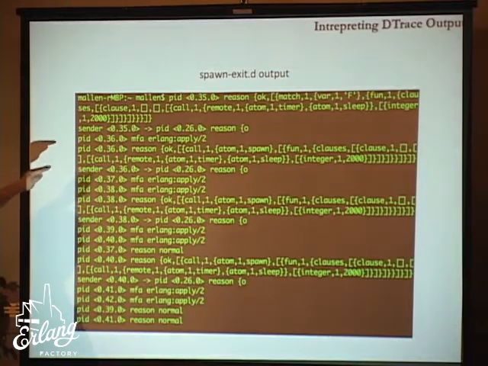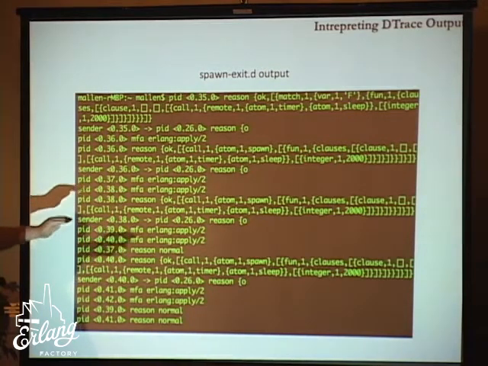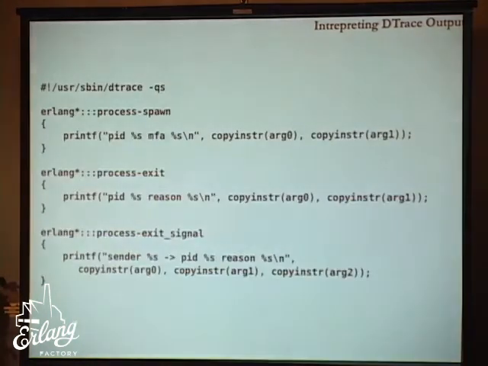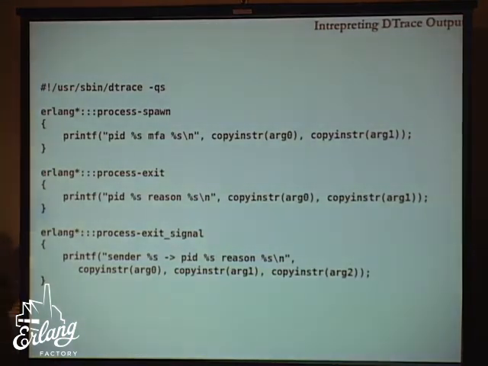But you can see all of these spawns occurring. You can see what their PIDs are. Again, they're treated as strings in DTrace, and then what messages go to which other actor, which other process. And that's really straightforward. If you look at this spawn exit script again, it describes: here's all the things I care about, spawning, exits, signals, senders and receivers, and what the arguments for all those things are.